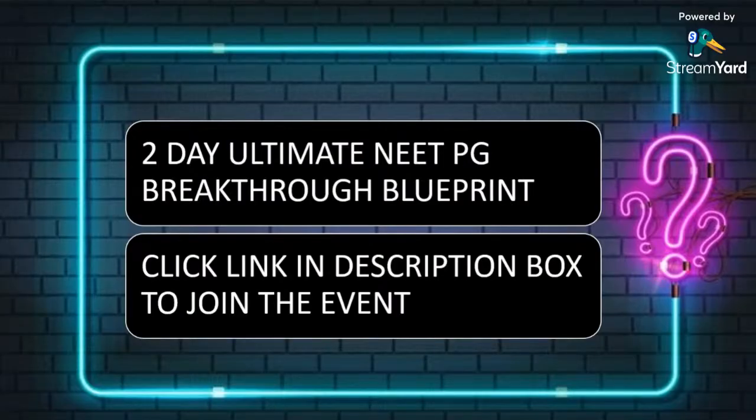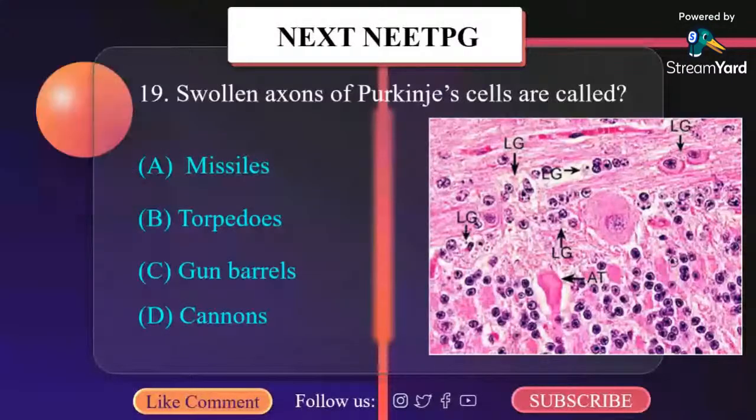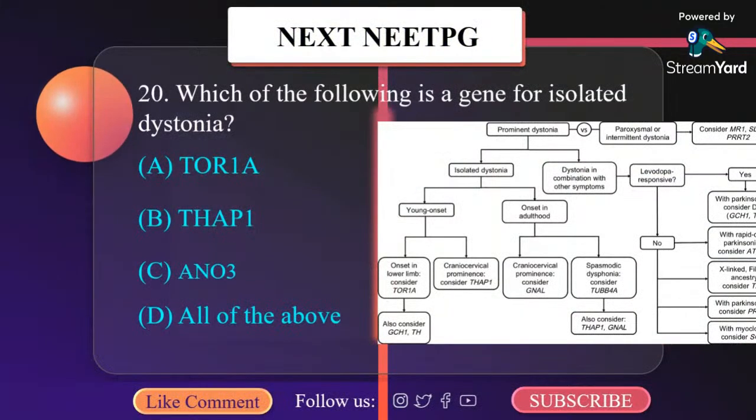Swollen axons of Purkinje cells are called as missiles, torpedoes, gun barrels, cannons. They are known as torpedoes. So the correct answer here is B, torpedoes. Which of the following is a gene for isolated dystonia? TOR1A, THAP1, ANO3, all of the above. The correct answer is all of them. Well-established genes for isolated dystonia are TOR1A, THAP1, ANO3, GNAL, and KMT2B.